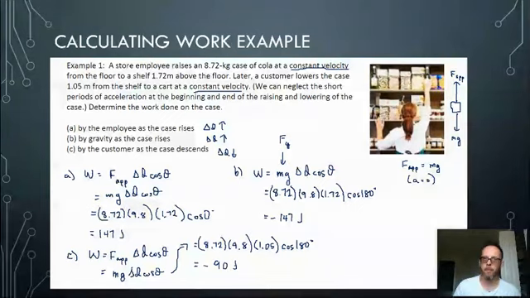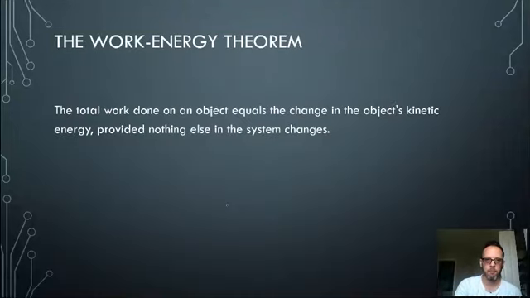So you can think about it like that: gravity wants to cause that case to fall to the ground. And so the customer, by lowering at a constant velocity, is actually removing energy from that system. So it does make sense to get a negative value. So just a couple examples, playing around with that formula, talking about positive and negative work.